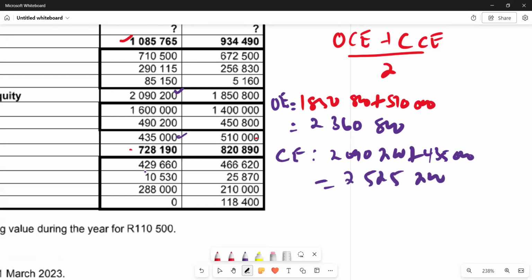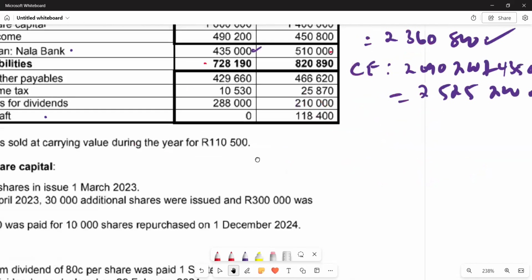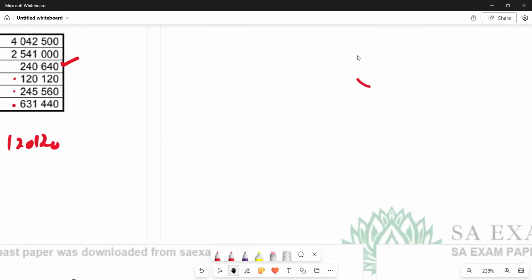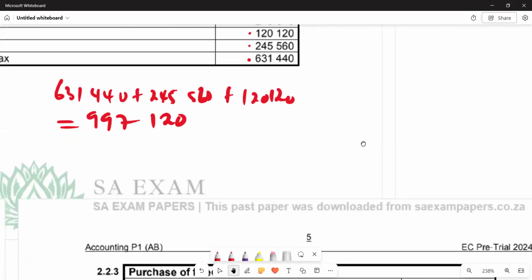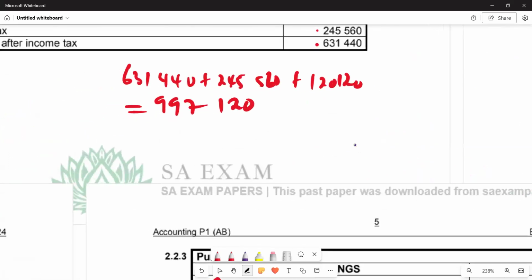So here we've got 2,525,200. So for average capital employed, now we are saying this one plus this one divided by 2. So this is going to be your denominator. You add these two and then divide by 2 to get the average. And then for our numerator, remember we've already calculated here our net profit before interest and tax. So this figure is our net profit before interest and tax.